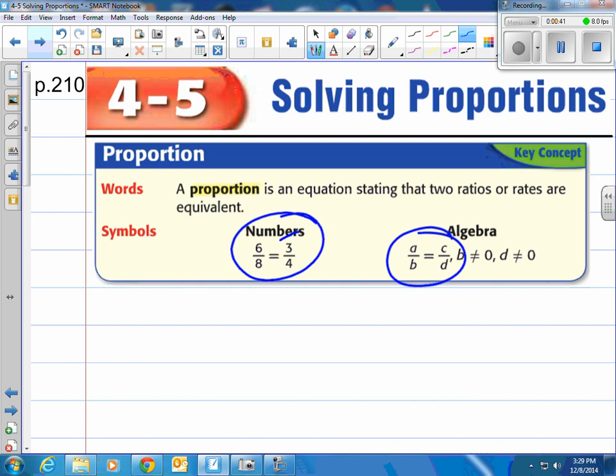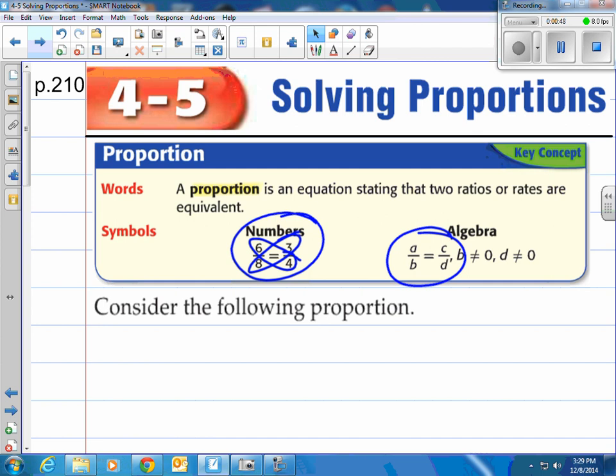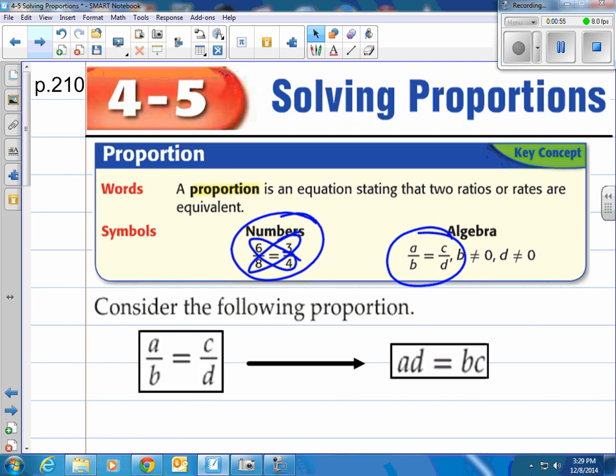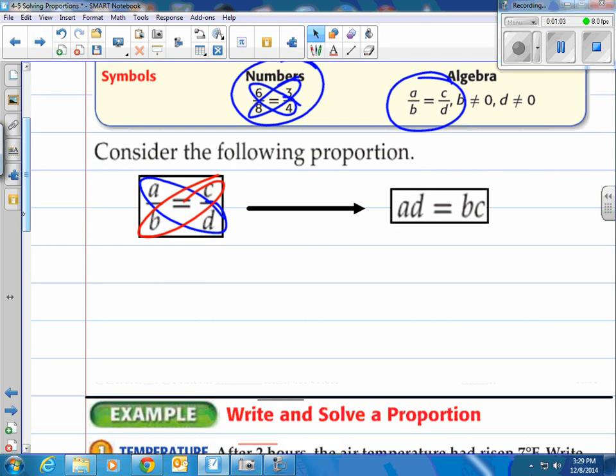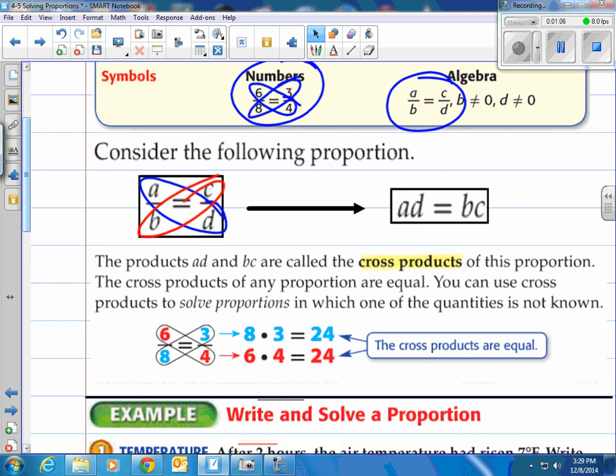And do you notice something? I do. Look at those cross products. That's the big part of this. Consider the following here. If you have A over B and C over D, the cool thing is when you do the cross products, A times D, that's equal to B times C. The products A and D and B and C are called the cross products of this proportion. The cross products of any proportion are equal.